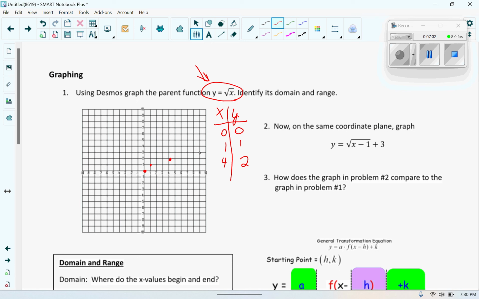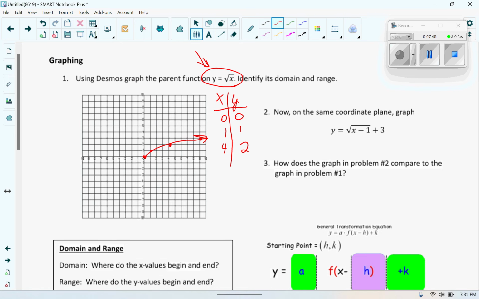Even if you went to like 9, 3, that would be 1. So square roots are kind of like half a parabola on its side. So that's what we're going to look at here. Okay, notice it starts at 0, 0. So we're going to use this as a starting point for our domain and our range. So whatever your starting point is, that's what's going to help guide it.